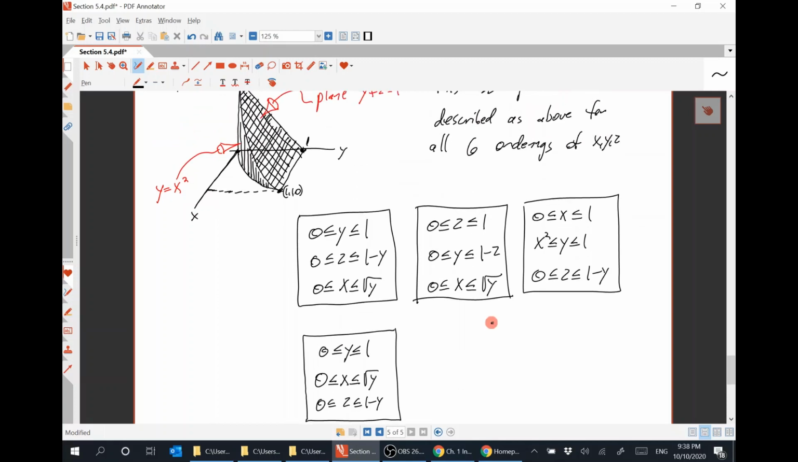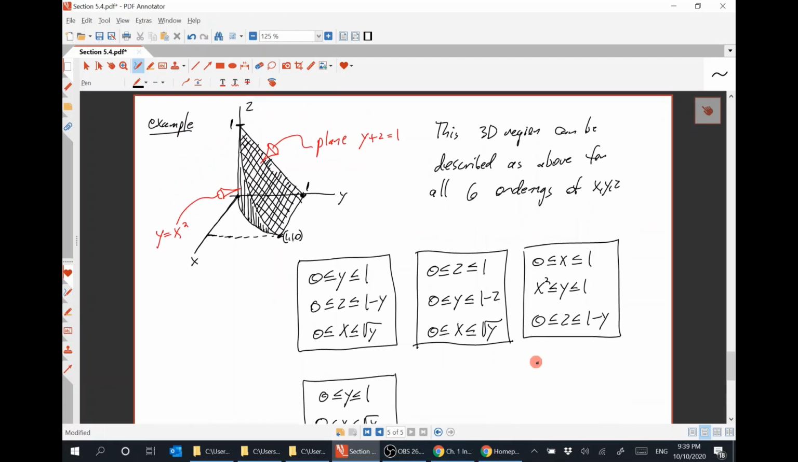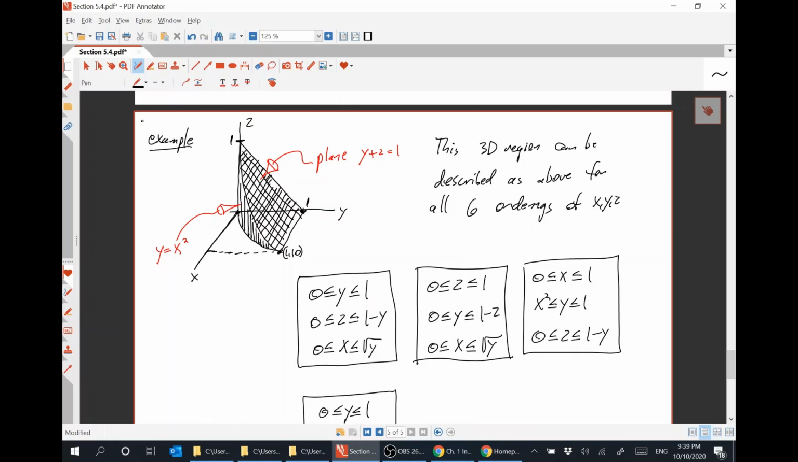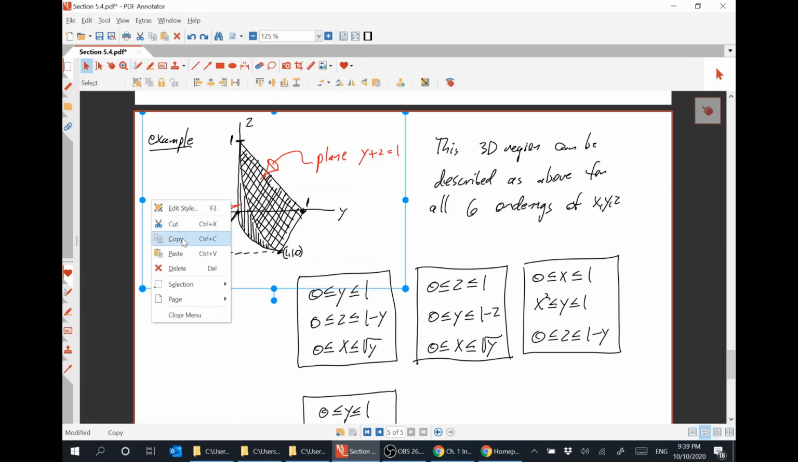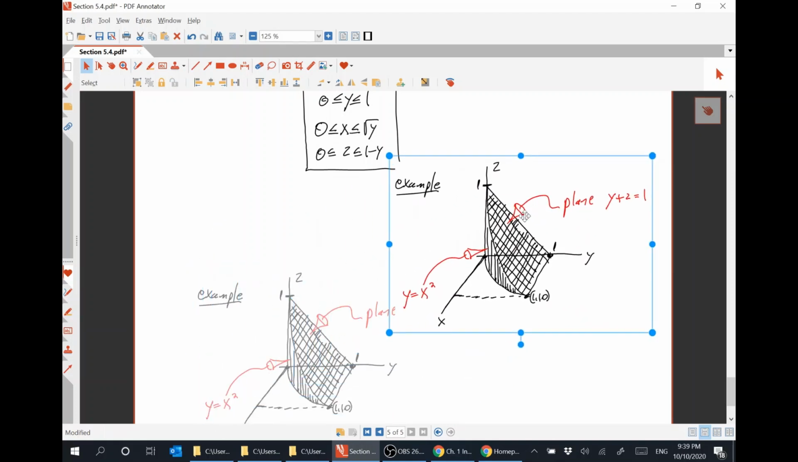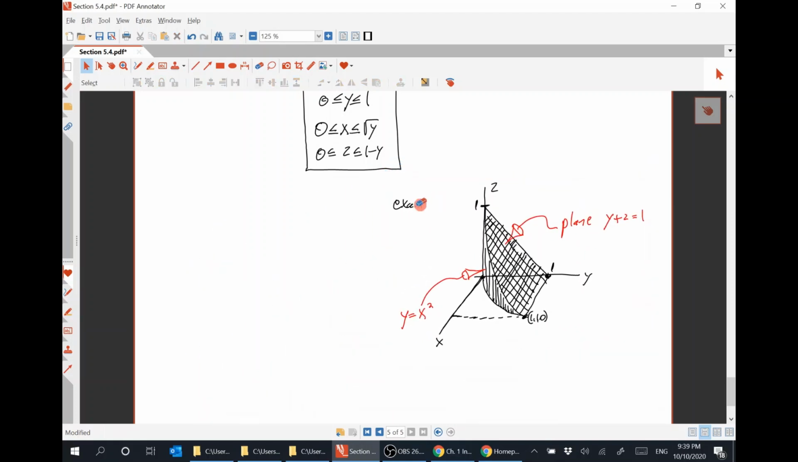Okay, the last two are the harder ones because they start with x and z. So we're going to do zxy and then xzy. And those are going to be a little on the trickier side, but not really. So let's redraw here.